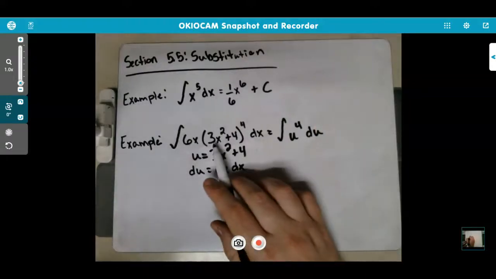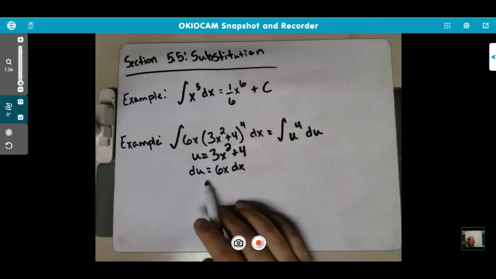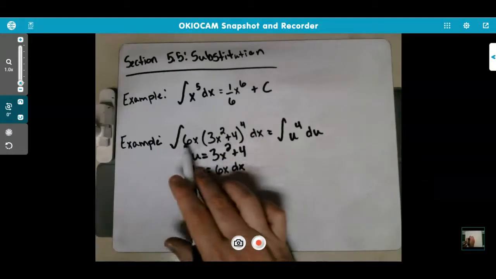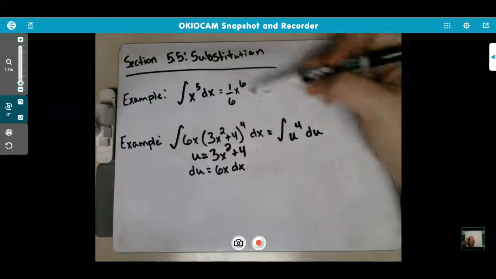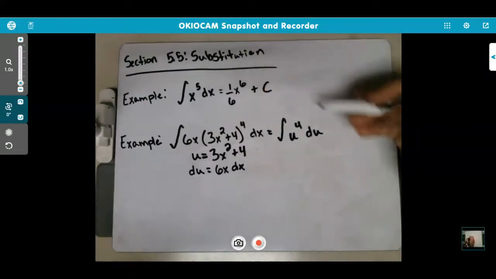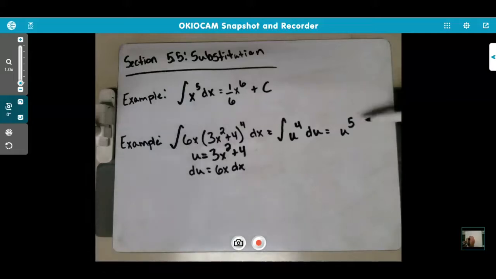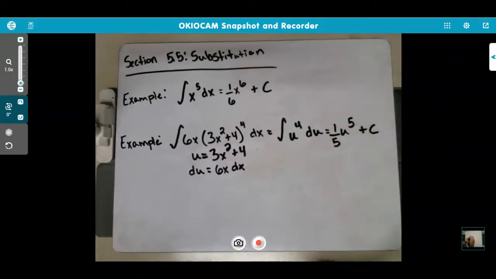Again, I got that because 3x squared plus 4 is the u, so that's u to the fourth. And then as I saw right here, du is equal to 6x dx, which I have right here, so that becomes du. Now, this looks exactly like how that one did here. Just add 1 to the power. That's going to be u to the fifth. Then divide it by that new power. So that's going to be 1/5 u to the fifth plus c.